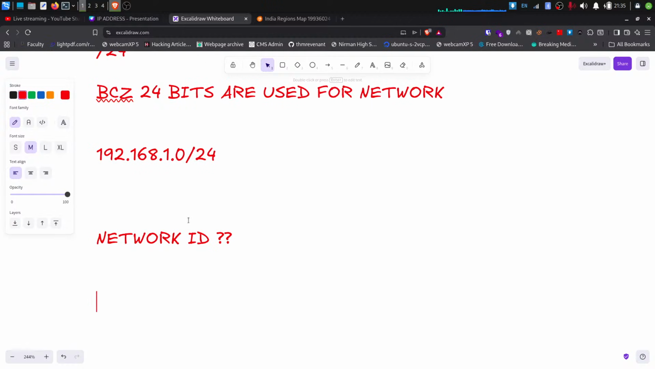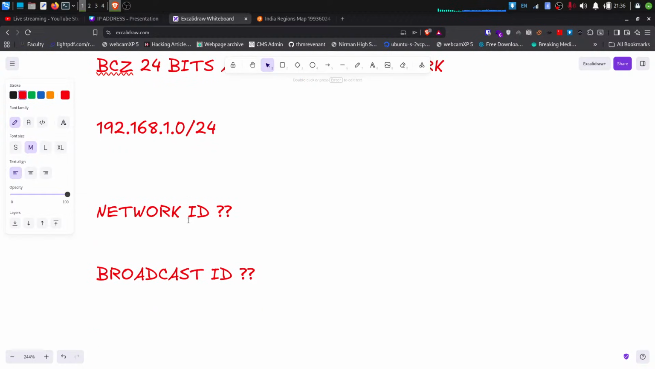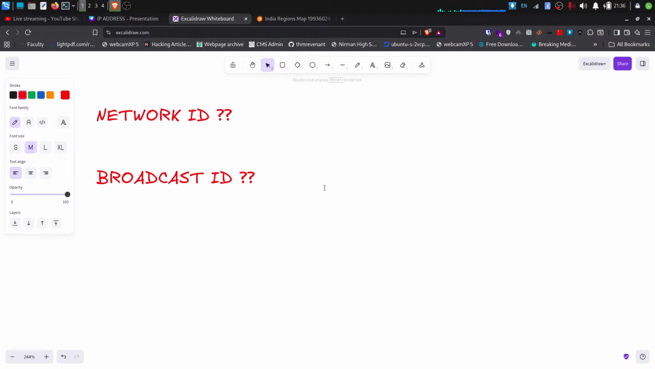And now the thing we know here is network ID. Any of you guys have an idea what is network ID? Also, I'll just mention two things. Broadcast ID. What is network ID and what is broadcast ID? I'll just write it down if you have not understood any of these.